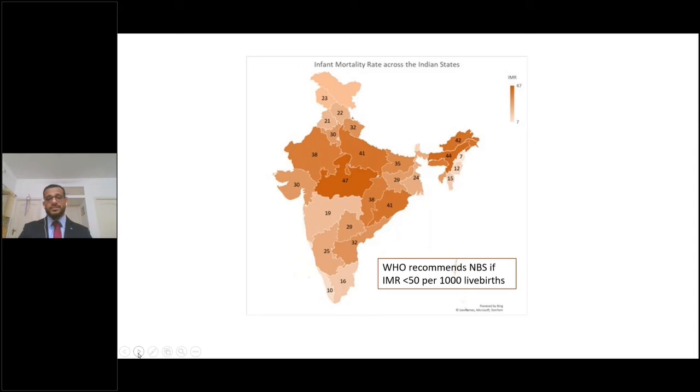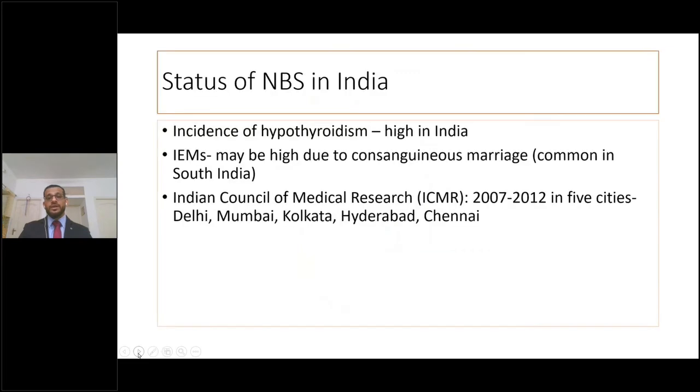So you can see here that some of the states' infant mortality rate is as low as 10, and it is as high as 47 in some of the states. But still, overall, the Indian infant mortality rate has reached below 50, and probably this is the right time for us to start any newborn screening program. So incidence of hypothyroidism is really high in India, and probably incidence of IEMs also may be high based on the studies which I have quoted. And it may be due to the high incidence of consanguineous marriage in South India and in some religious communities.